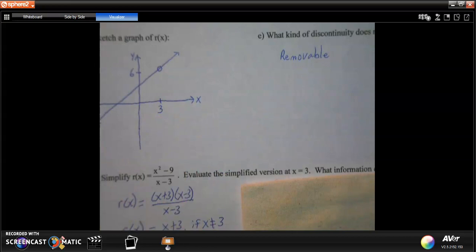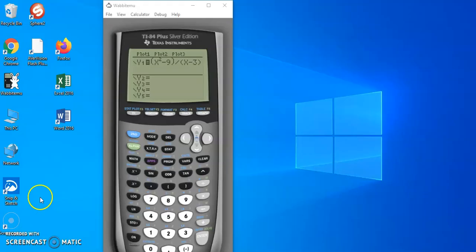So I'm going to show you on the calculator what it looks like. On the graphing calculator, I went and entered this function in. Notice I put parentheses around the numerator and parentheses around the denominator. So if I just do zoom 6 to graph it in the standard window, notice it looks like a line. But if I trace that line, if I put, say, 2.999 in, it gives me 5.999, and that was a value in the table.